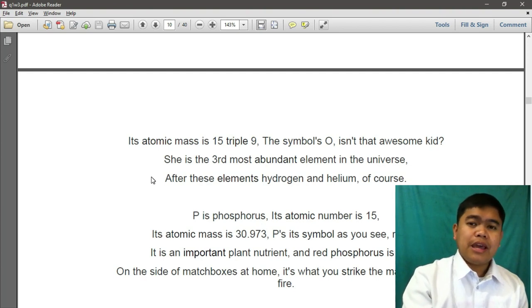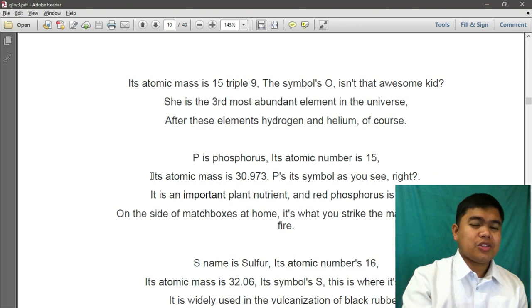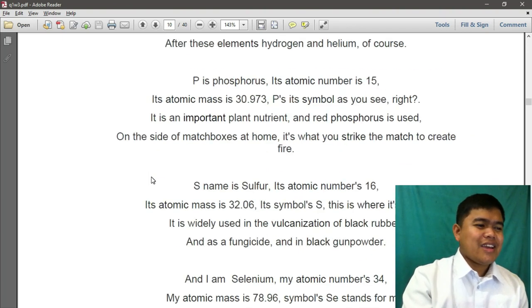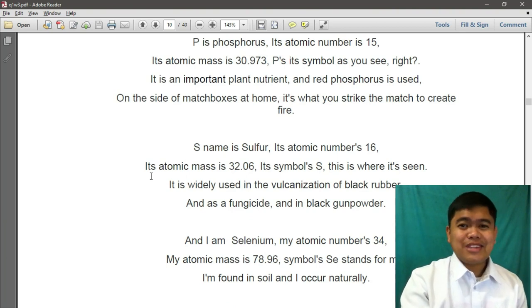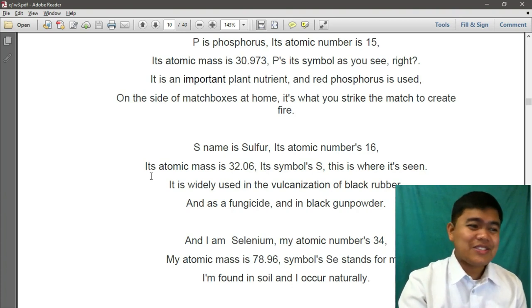It is an important plant nutrient. And red phosphorus is used on the side of match boxes at home. It's what you strike the match on to create fire. S, name is sulfur. Its atomic number is 16. Its atomic mass is 32.06. Its symbol is S. It is widely used in the vulcanization of black rubber, as a fungicide, and in black gunpowder.